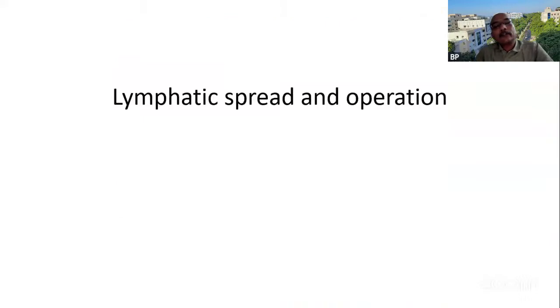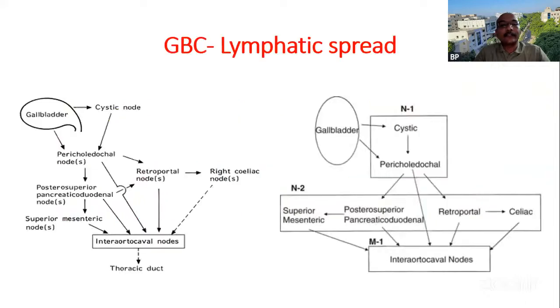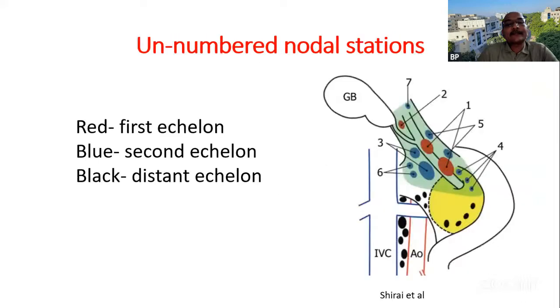So, coming to the lymphatic front: what is the extent of lymphadenectomy, how aggressive can we go, and how does nodal disease burden affect the decision for non-surgical therapies in the neoadjuvant or adjuvant setting? So what we know today is there are various types of spread in gallbladder cancer. Skip metastasis is also there, and it may not follow a uniform pattern. And these intra-aortocaval nodes have a peculiar and specific role in gallbladder cancer. So it cannot be simply converted to a para-aortic node on the left side.